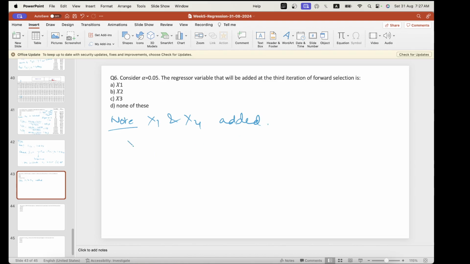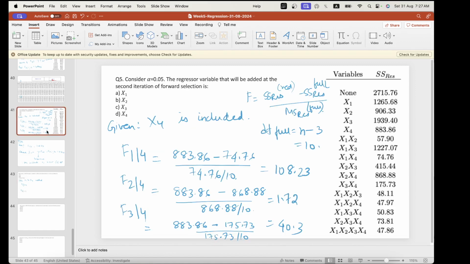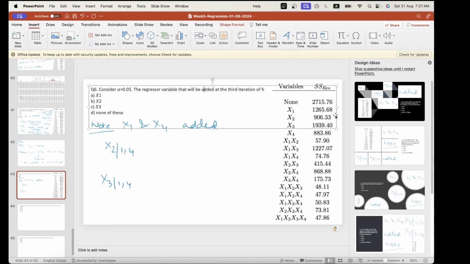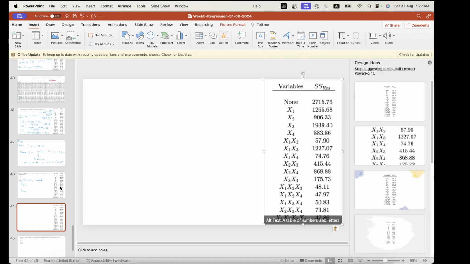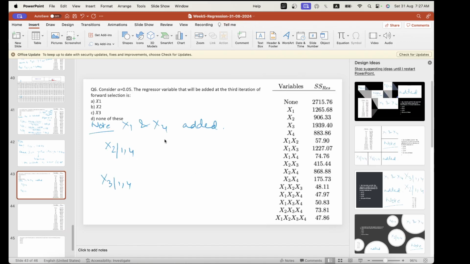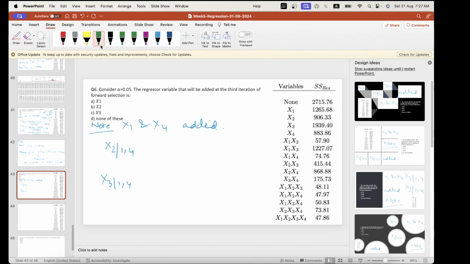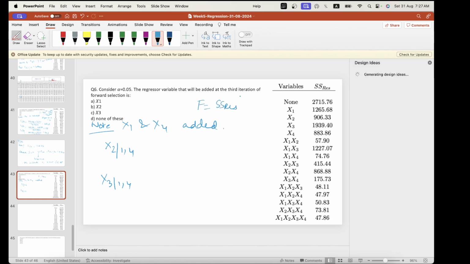So we have to find out x2 given 1 4 and x3 given 1 4. We'll just quickly find it out. We'll pull it up here for the sake of convenience. Fine. Now I am going to again be extremely cautious and write it down. So F is SS residual of reduced minus SS residual of full by MS residual of full model.